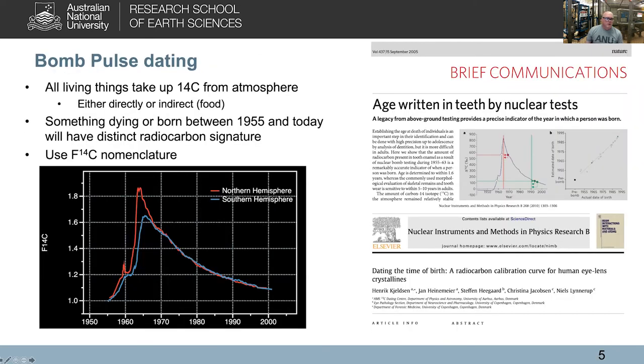So because of this, basically this curve of bomb radiocarbon, as we call it, has developed what we call bomb pulse dating. We had this distinct curve with a sharp rise up till 1963, and then it's decaying away. And you can measure the curve anywhere across the globe. As Rachel had mentioned, all living things take up carbon-14 from the atmosphere, either directly via photosynthesis or indirectly as your food. So something that's born or dies between 1955 and today will have this distinct carbon-14 signature.